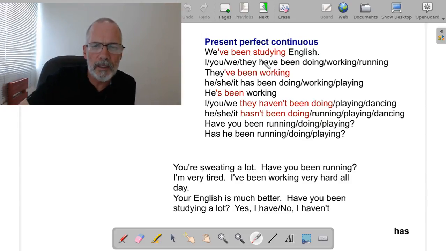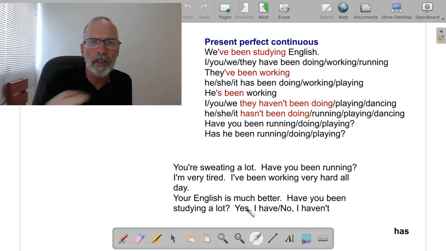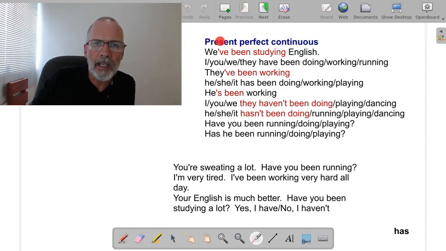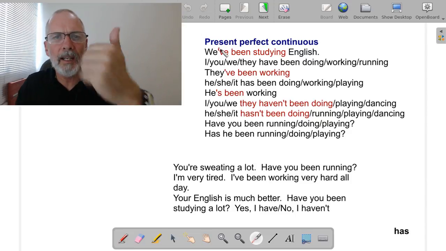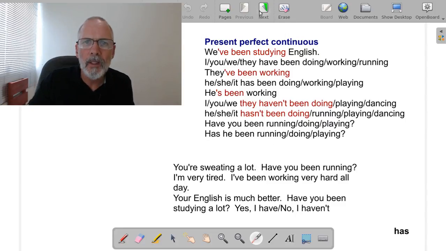You can use this tense. There's always a relationship with now. It's like we saw with the present perfect simple. This is called the present perfect continuous. The key here is the present. That means there has to be some relationship with now.